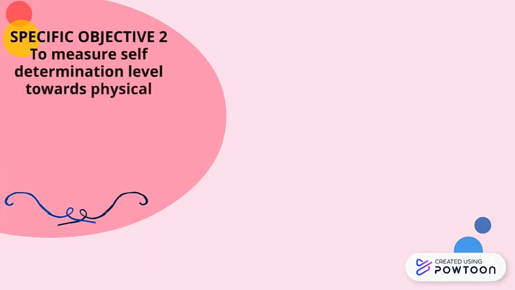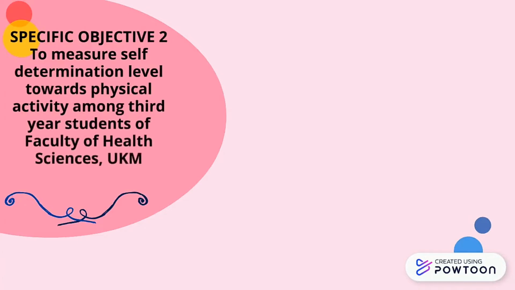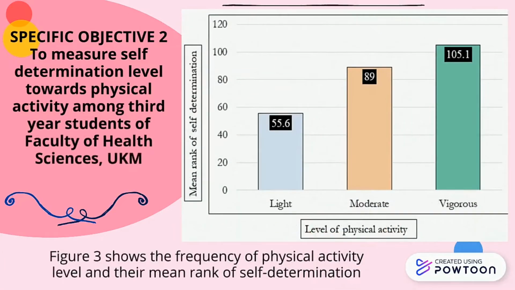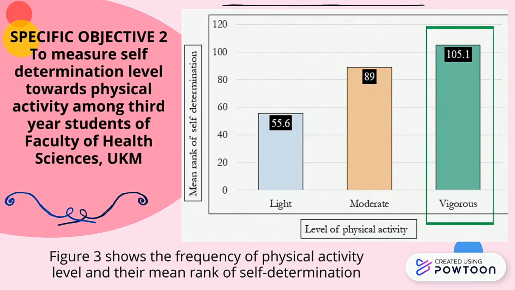For our second specific objective, we also have performed Kruskal-Wallis test between level of self-determination and physical activity level. Our finding shows that there is significant difference of self-determination level between different group of physical activity. Based on Figure 3, the mean rank of self-determination level in vigorous physical activity group is the highest, while in light PA group is the lowest. In other words, this means that the respondents that perform higher level of PA exhibit higher level of self-determination in contrast with those who perform lower level of PA.